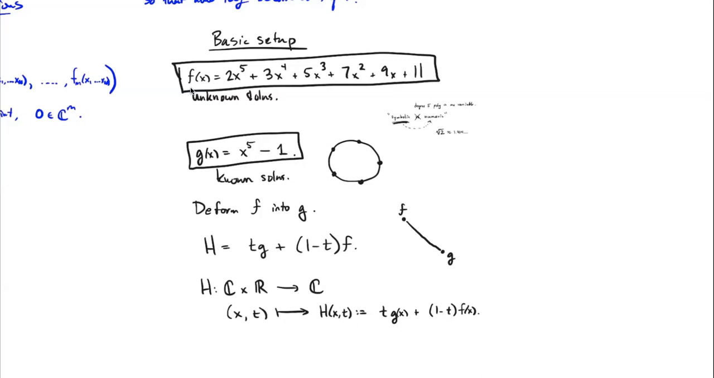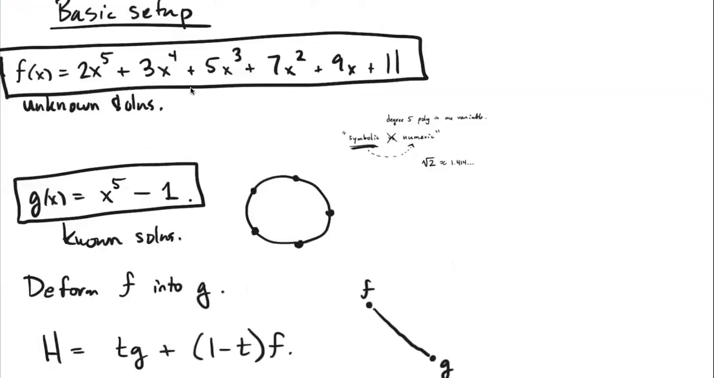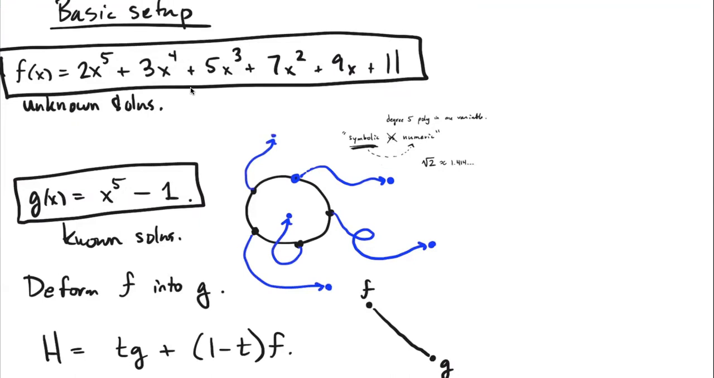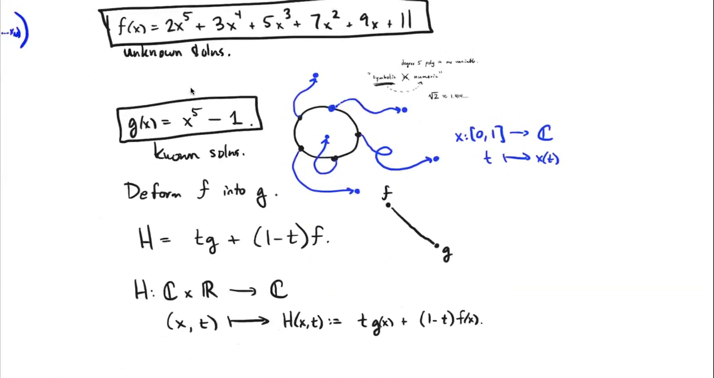But then what we're going to want to think is that as we deform from F to G, our known solutions, which I've drawn here, will also move around in time. This one might go over here. And so all of these solutions will move around in the complex plane, following paths, say, with time going from zero to one. They're just moving around in the complex numbers, right? So we have our initial solutions and they're going to move around in time following these paths x(t). And so we know that these paths should exist. These are maybe our solution paths.